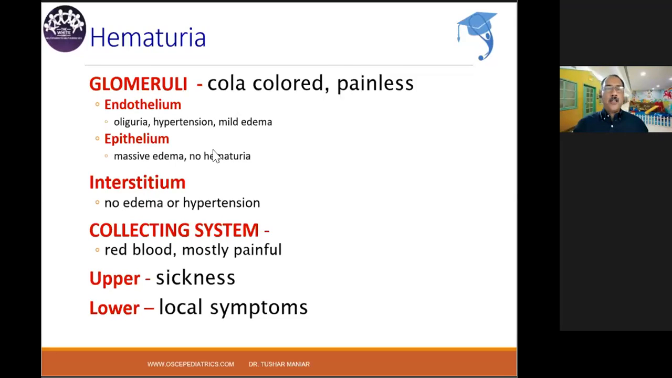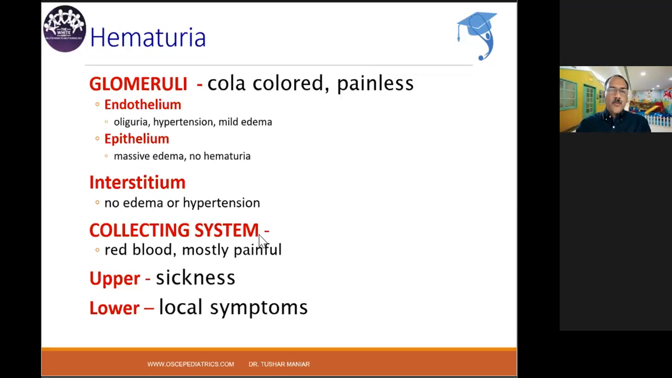But if you have massive edema with minimal or no hematuria, then you think of epithelial affection as in nephrotic condition. So this is how you differentiate nephritic onset of nephrotic or nephrotic onset of nephritic. But if it's an interstitial nephritis, say drug-induced injury, etc., then you have neither edema, no hypertension, but may have only hematuria or renal failure, correct.